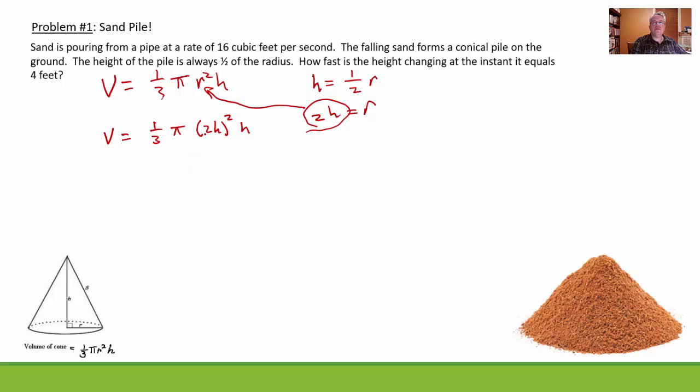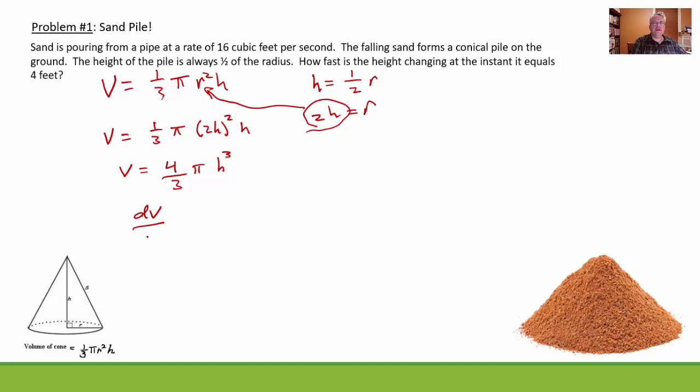So 2 squared is 4. I can write this as volume equals 4/3 pi, h squared times h, which is h cubed. So that's what was tricky: I got a formula for the volume in terms of h alone. Now we're going to take a derivative with respect to time.